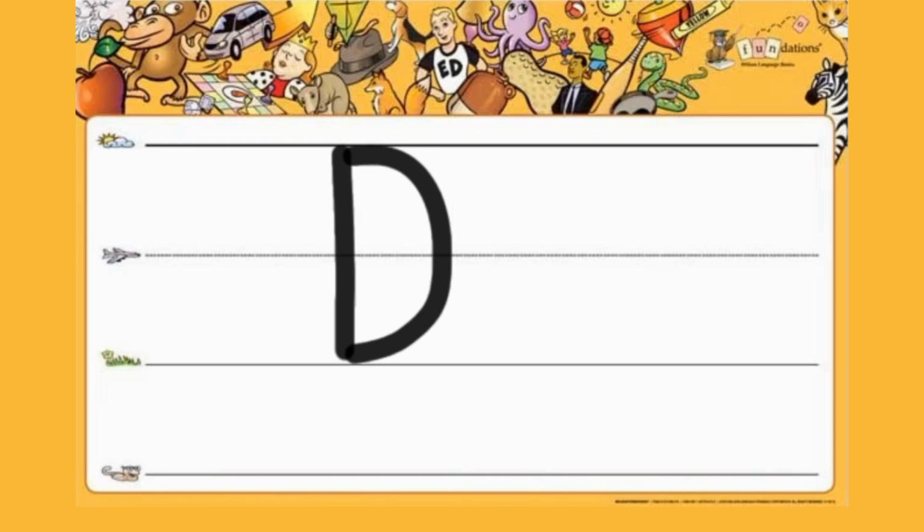For lowercase d, d is a plane line round letter. It starts on the plane line just like a c. Point to the plane line, go back, down and around to the grass line, all the way back up to the skyline. Trace back down to the grass line.